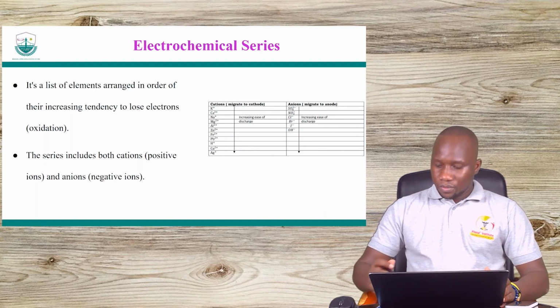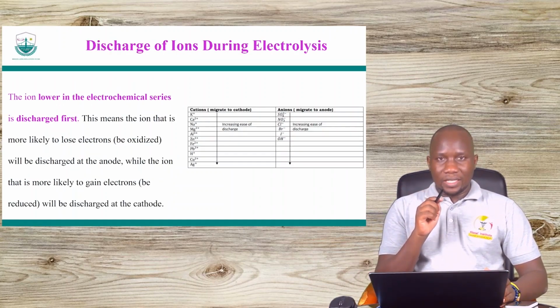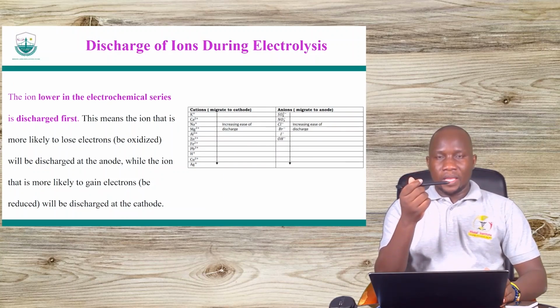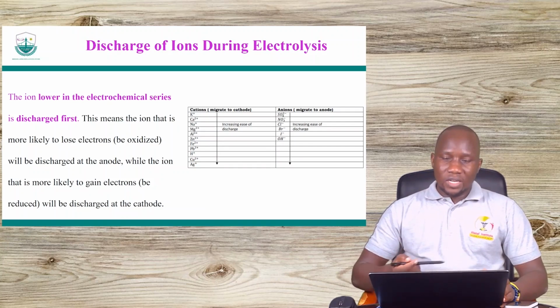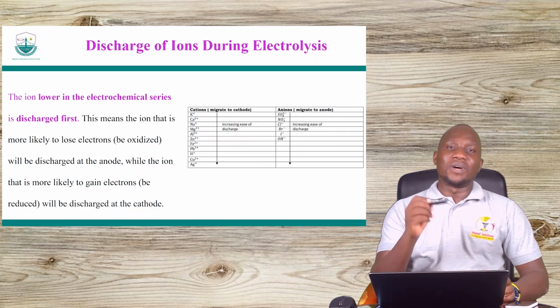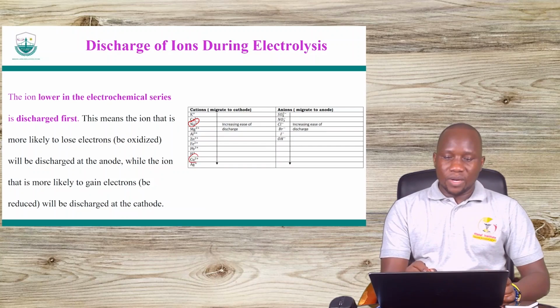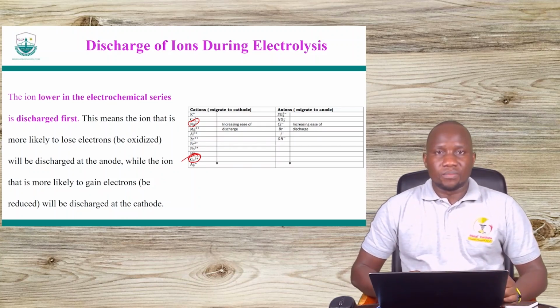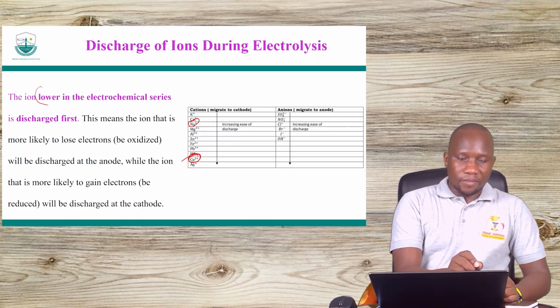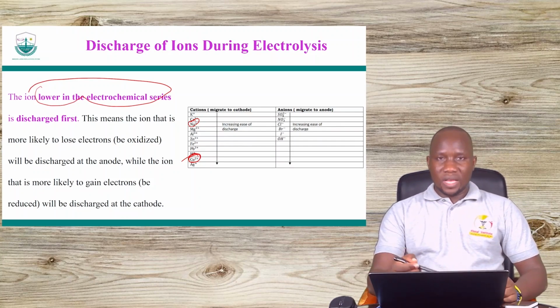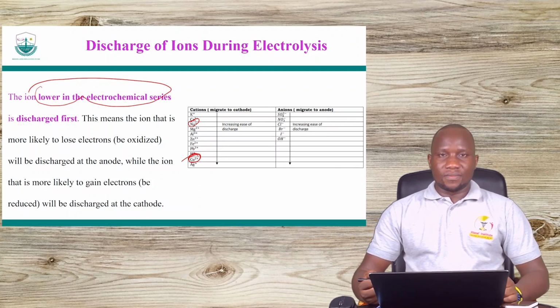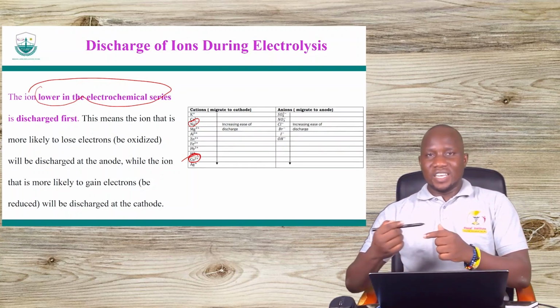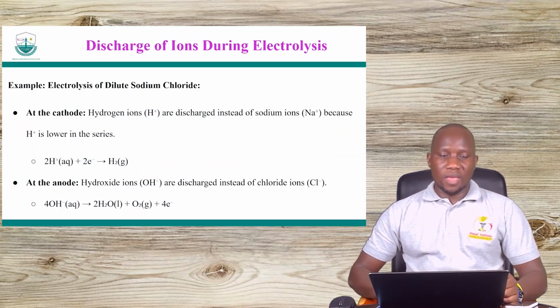Okay, so the element that is higher is not going to be discharged in preference to the one down. The one which is down is going to be discharged in preference to the one above. So if you have sodium and copper, copper will get discharged compared to the sodium, because copper is lower in the electrochemical series. The one lower gets discharged first. Okay? Yes. That's what it means. The one lower can easily lose electrons compared to the one upper. That's the concept that you need to remember.